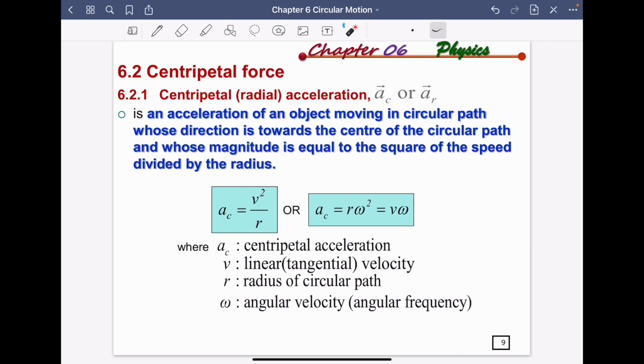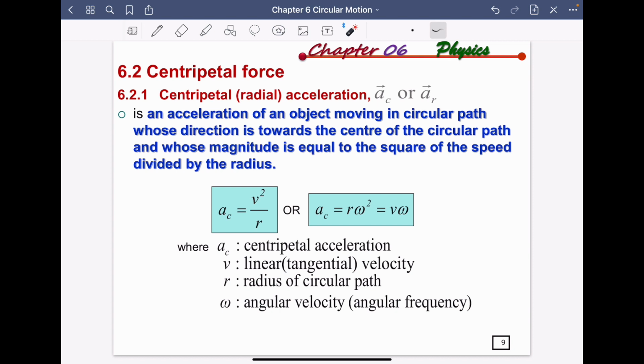So, before we learn about the centripetal force, we learn about the centripetal or radial acceleration, AC or AR. Biasanya, commonly kita guna centripetal acceleration lah, tetapi dia membawa maksud juga radial acceleration, sama ada AC ataupun AR. Tapi commonly biasanya kita akan pakai AC lah. Okay, so what is the centripetal acceleration?